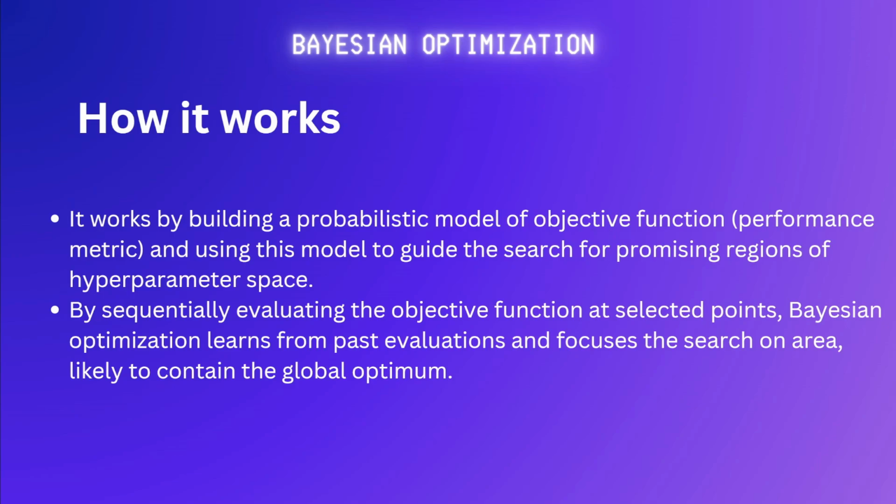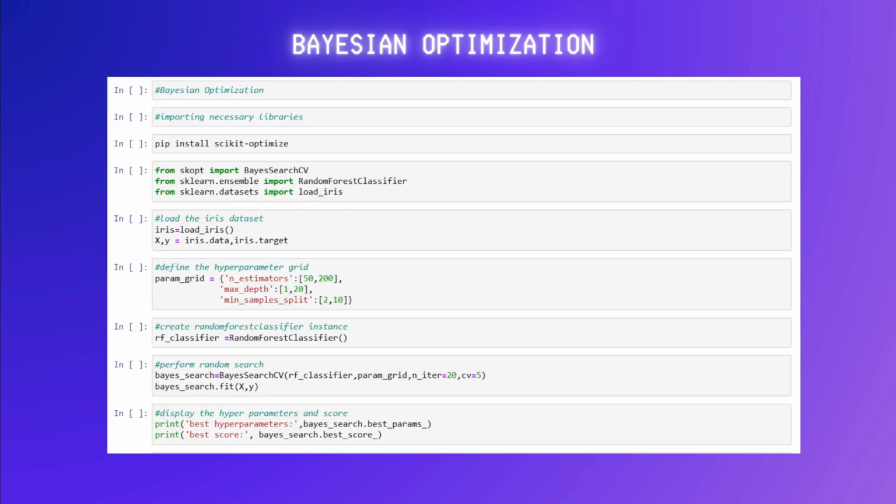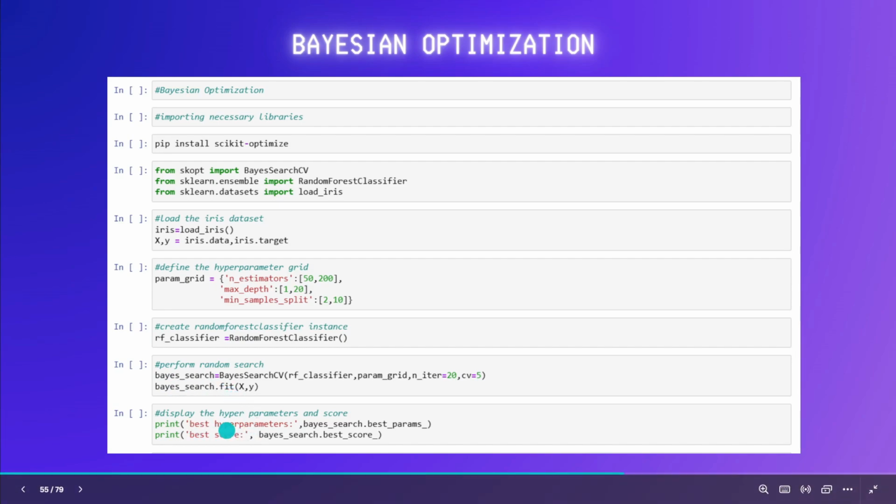So now let's see the practical demonstration of this Bayesian optimization. So first we have to import this Bayesian search from the skopt library, and after that the same way we are loading the iris dataset, and we'll be defining the hyperparameter space here, and we have built the random forest classifier model, and we are doing the Bayesian optimization search here. So for the Bayesian optimization search, we'll be giving our model and the hyperparameter space which we have defined, and then we'll be performing the fit for this model, and then it will display the best hyperparameters which give the best score for the model.